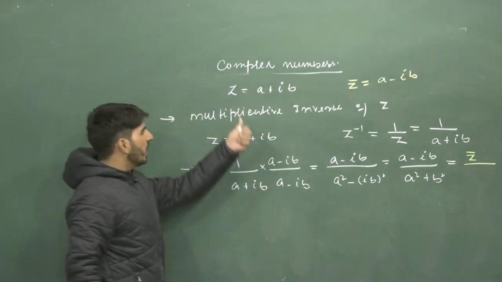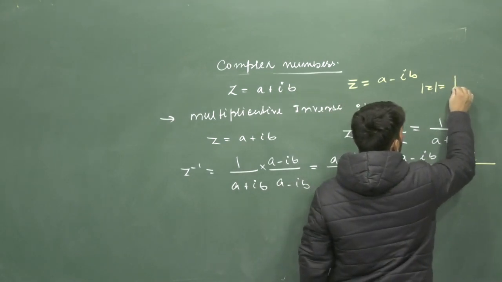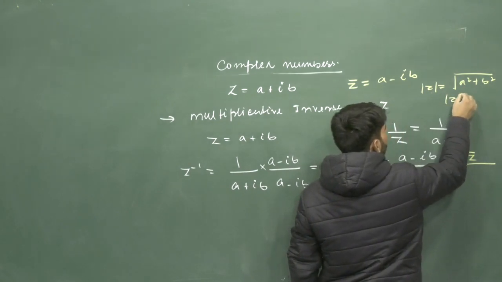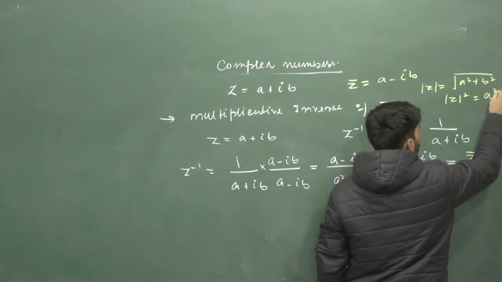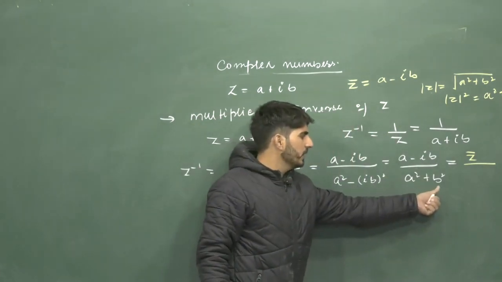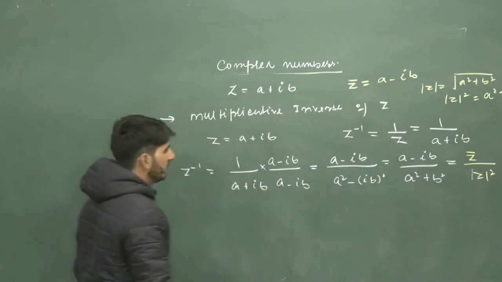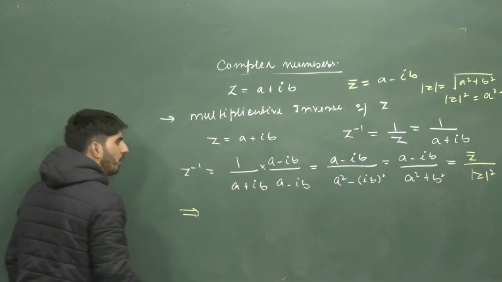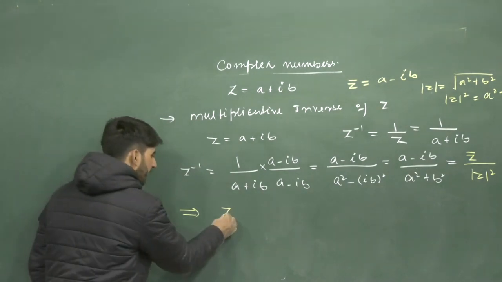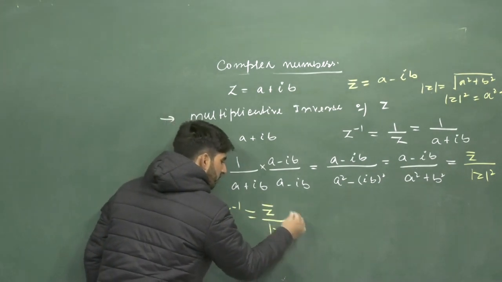If we find the modulus of this complex number, the modulus of z is equal to square root of a square plus b square. Thus we can say the modulus of z square is equal to a square plus b square. So for a square plus b square, we write modulus of z square. So the direct formula to find the multiplicative inverse of any complex number, z inverse, is equal to z conjugate divided by modulus of z square.